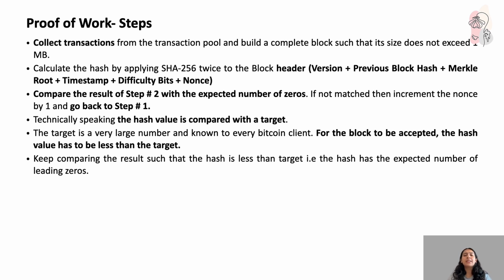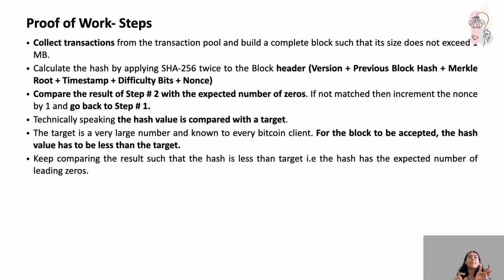a very large number and known to every Bitcoin client, because everybody has to get the target, right? And even if I don't get it, the one who gets it and broadcasts it to the network, I need to verify it, right? So for the block to be accepted, the hash value has to be less than the target. And when I say the hash value has to be less than the target, just think the target is something like triple zeros, F, F, F, F, F, F, F, F, F, F.